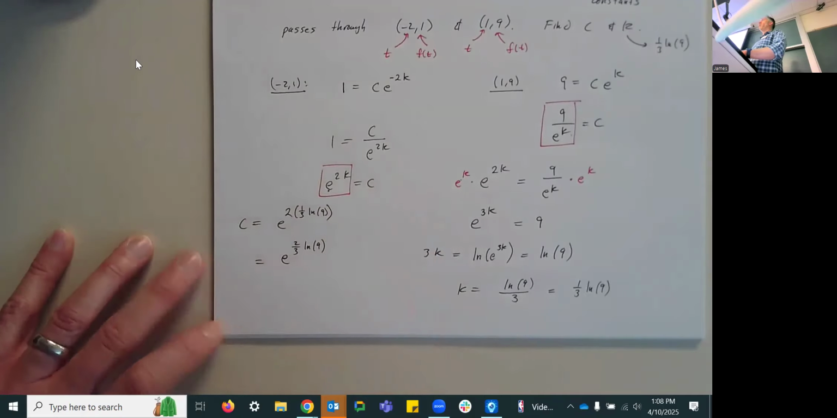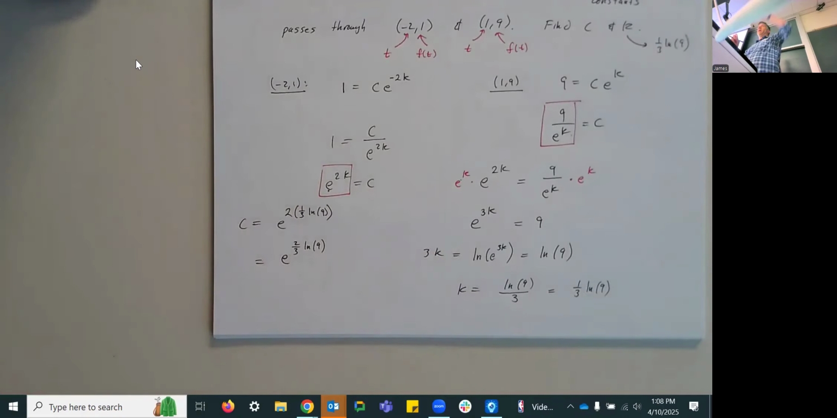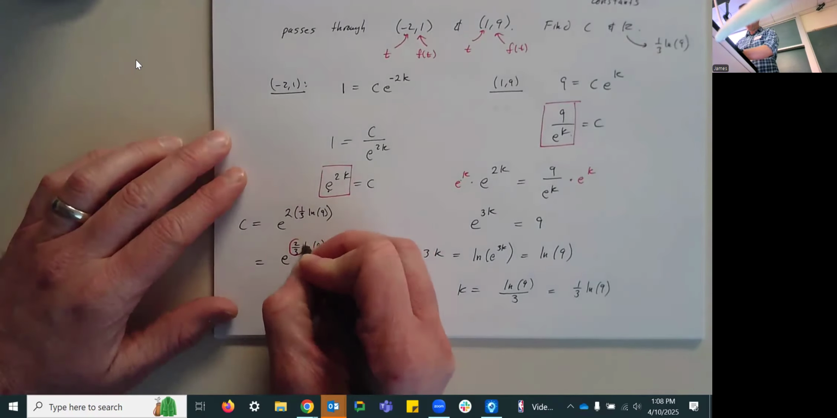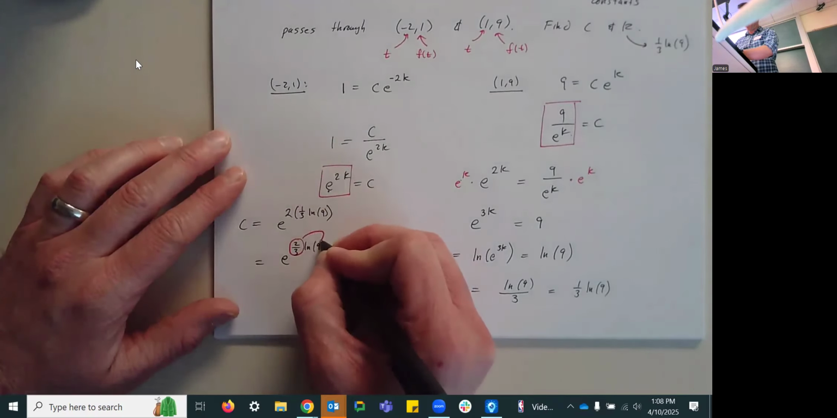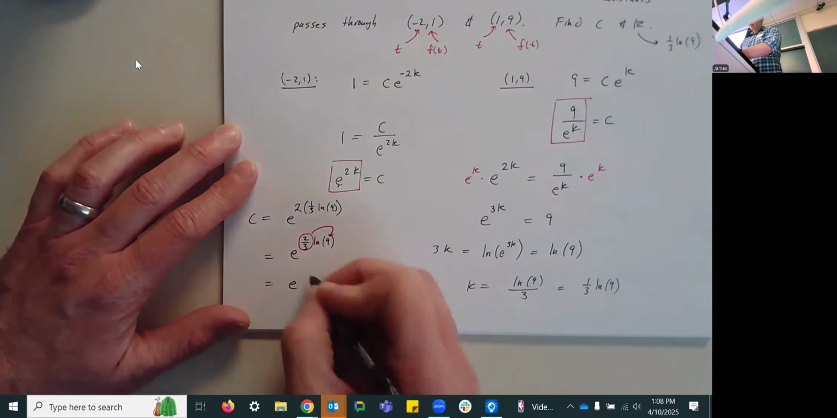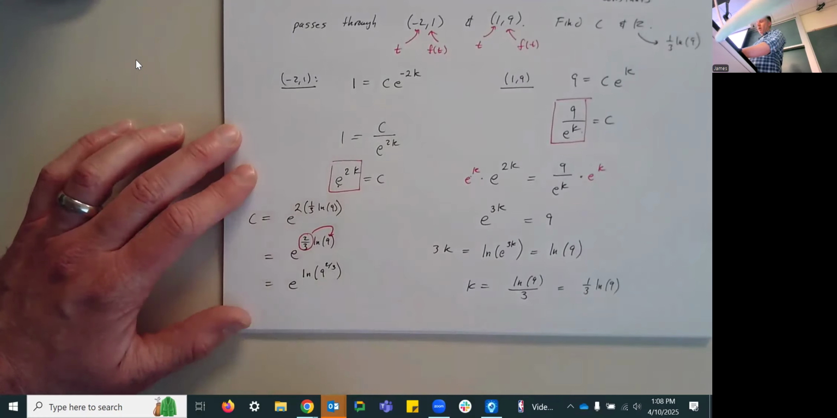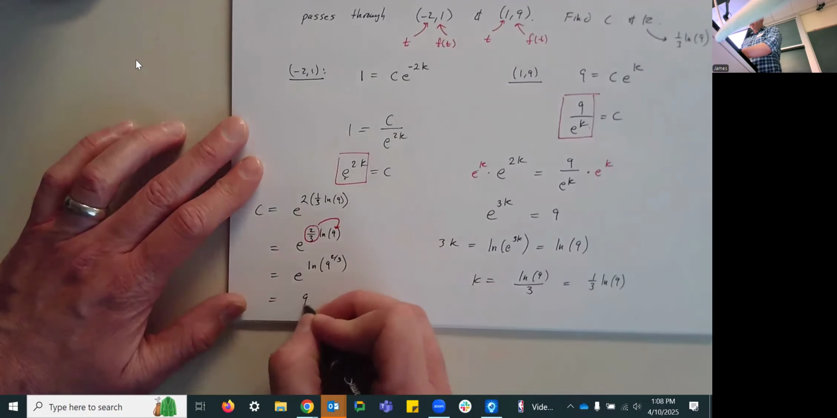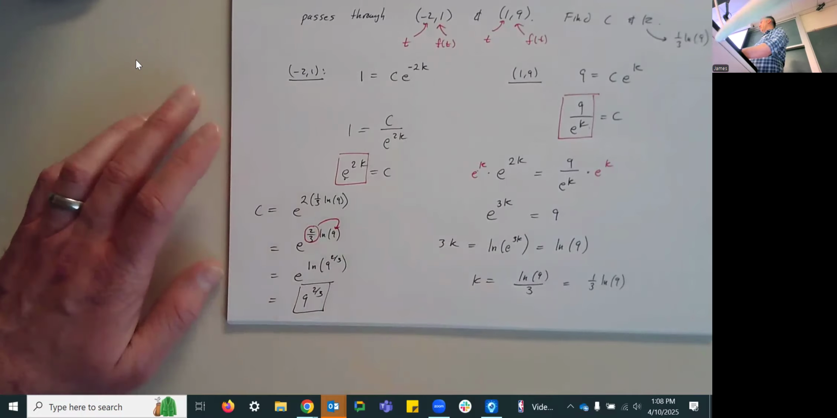And then just like before, when we had the natural log of something to a power and we brought down the power, we can also go the other direction and bring that coefficient of the natural log up as the power. So this 2/3 we can think of as the power of 9. So what we really have here is e to the natural log of 9 to the 2/3 power. And then the e and the natural log undo each other, and we just get 9 to the 2/3, which unfortunately does not get any nicer.